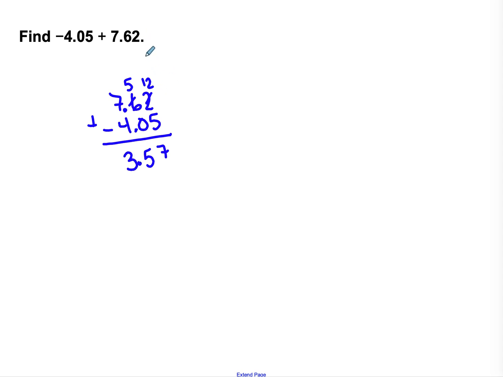And then you go back to the original problem, you see what you have more of, what has greater absolute value. You have more positives than negatives. I have a little more than 7 positives, a little more than 4 negatives. So my answer is going to be positive. So in this one, my answer will be positive 3 and 57/100.